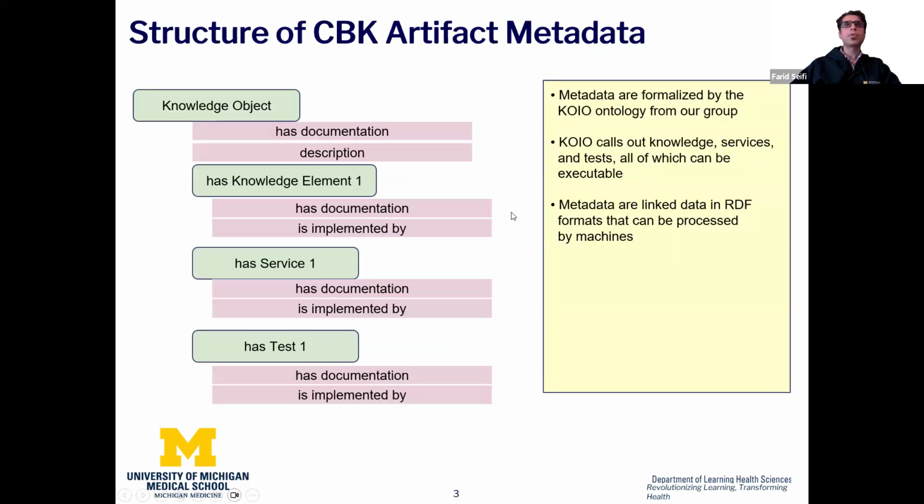Now let's take a look from a high-level perspective at an example of such structured metadata for a CBK. Our model supports describing a knowledge object in the metadata. The knowledge object can have multiple knowledge elements. It can have multiple services defined. Services are ways to access the knowledge inside the knowledge object. Each one of the knowledge object, knowledge, and services can have multiple tests defined for them. And then each one of the items in green, the knowledge object, knowledge, service, and test, can have multiple documentation items defined for them. As we see, our model supports multiplicity.